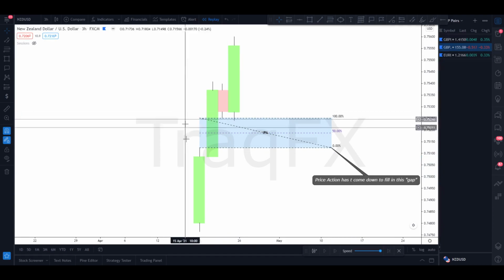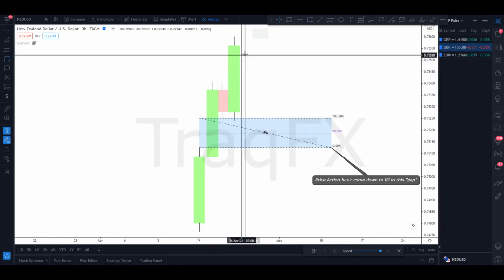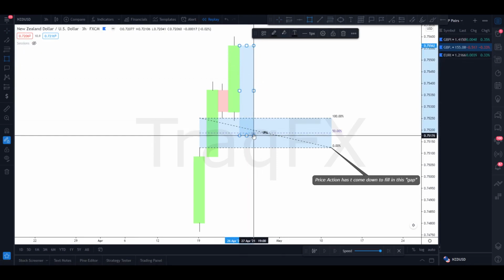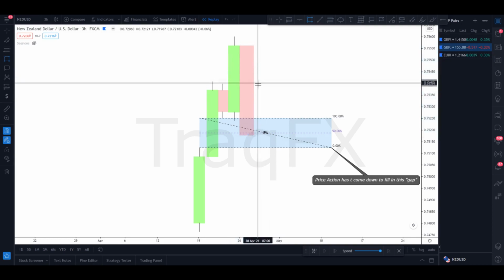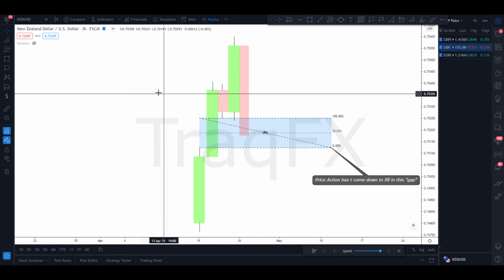So when you do see imbalance from here to here, price basically has to come back down. So they have to dip price back down into this imbalance, let's make this red, right? To fill it. Because remember, it's like a gap. To the market, this is a gap.